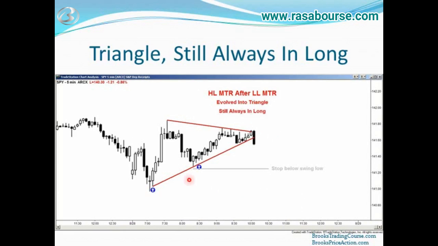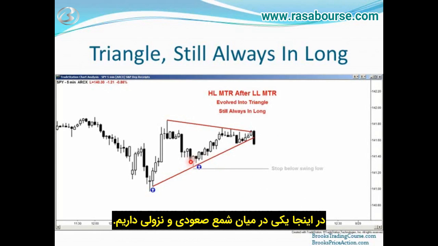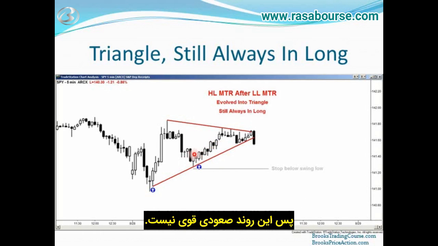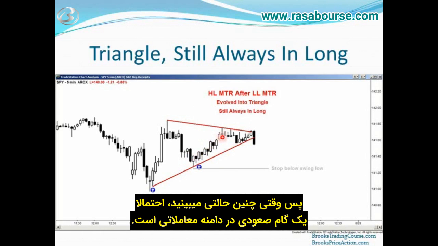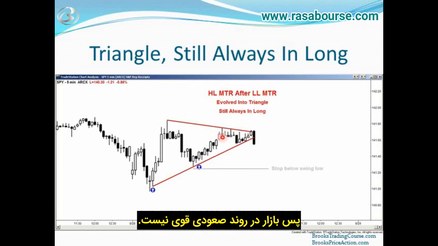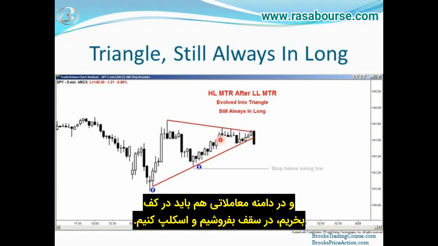And this is what we got. We got a bull bar, bear bar, bull bar, bear bar, bull bear, right? That is not a strong bull trend. So when you see that, it's probably a bull leg in a trading range. So instead of this being a strong bull trend, at this point I'm assuming that the market is in a trading range. And in a trading range I want to buy low, sell high, and scalp.